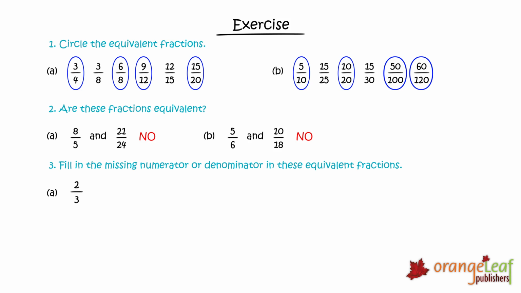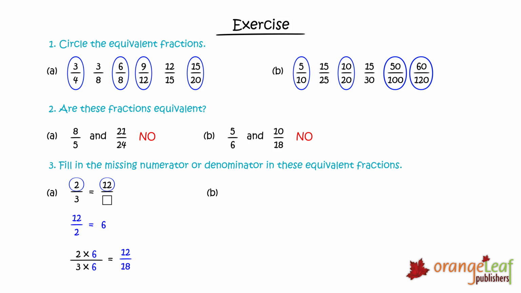A. 2 by 3 is equal to 12 by dash. Solution. The given numerators are 12 and 2. So 12 divided by 2 is equal to 6. Therefore, 2 into 6 by 3 into 6 is equal to 12 by 18. Therefore, 2 by 3 is equal to 12 by 18.